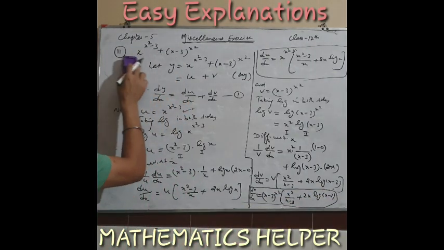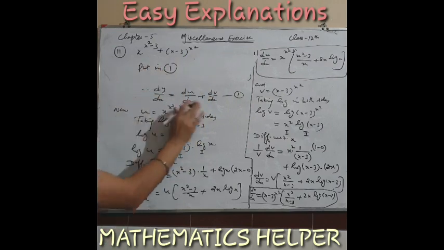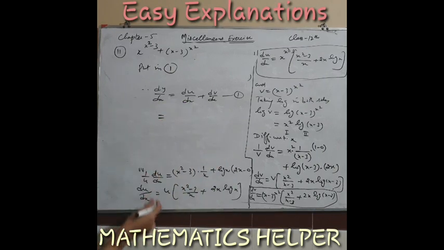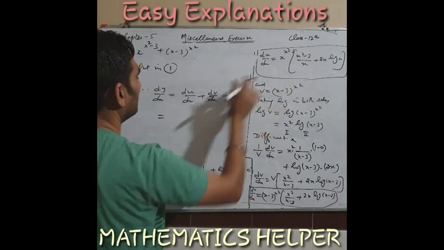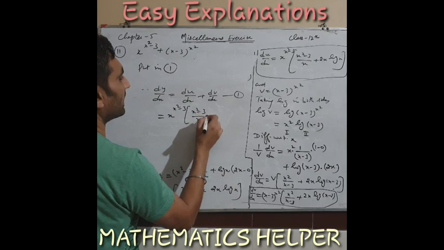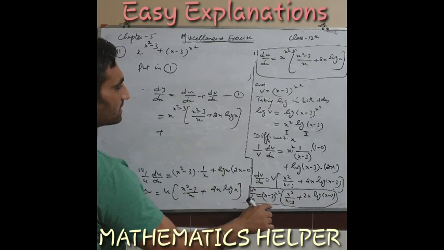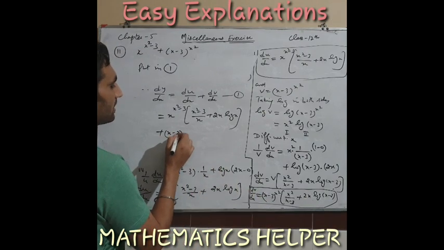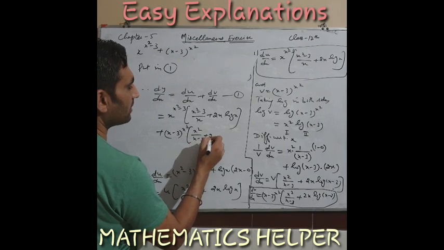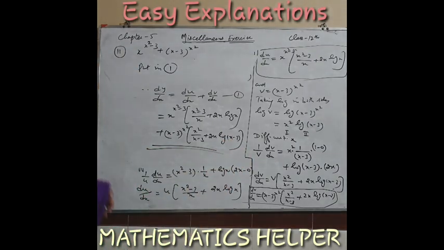Put these values in equation 1, and equation 1 is here in front of you, so we will use it. What is du/dx? du/dx is here clearly marked: x raised to power (x² − 3) into (x² − 3)/x + 2x log x, and plus dv/dx, given here: (x − 3) raised to power x² into x²/(x − 3) + 2x log (x − 3). So this was our answer of question number 11.